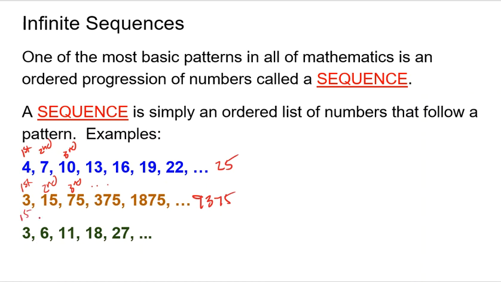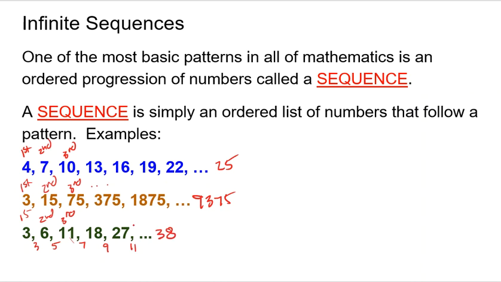So first term, second term, third term, and so forth. What's the pattern here? Well, it's kind of weird. It goes up 3 and then up 5, then up 7. Oh, so actually it's going up by odd numbers. So it goes up 3, then it goes up 5, then it goes up 7, then it goes up 9. So the next one will go up 11. So the next one should be 38. All right, pretty easy. So we see several different types of patterns there, but that's really all a sequence is.